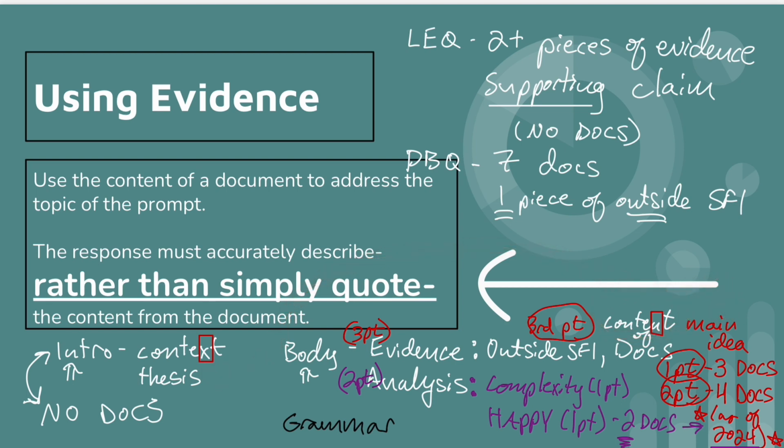Now, your content statement has to accurately describe the document, and it cannot quote. What we do when we see quotation marks in an essay is we don't even read them for history, right? We cross them out, because you being able to copy paste words from a document doesn't tell me that you understand what the document's saying.